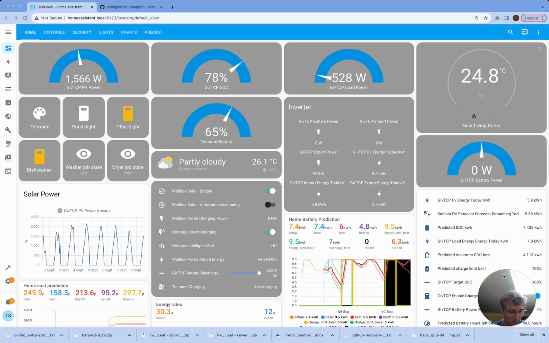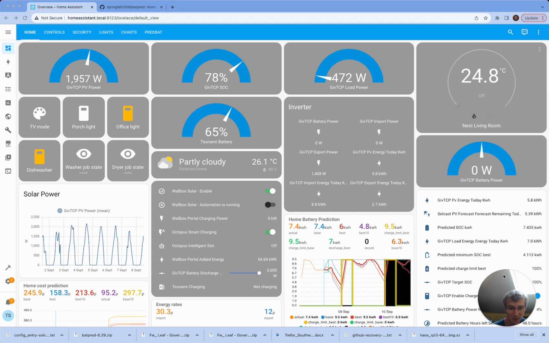So I've built a model which takes data from, obviously, GivTCP, either through the Home Assistant entities, or it can talk directly to the REST interface and bypass a bit of that gubbins in between and make it a bit faster. But either way, it takes that information so it knows things like your current battery level and what the charging slots are set to and your inverter power and things like that.